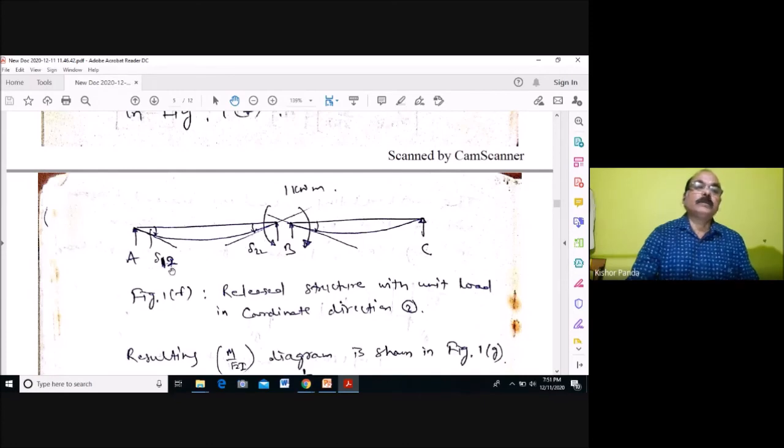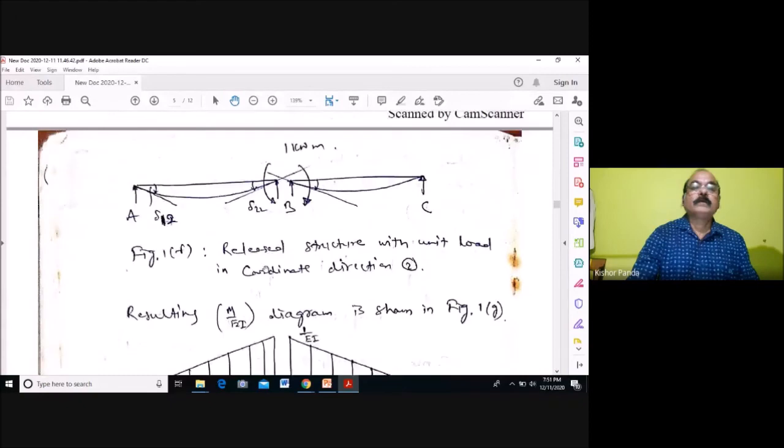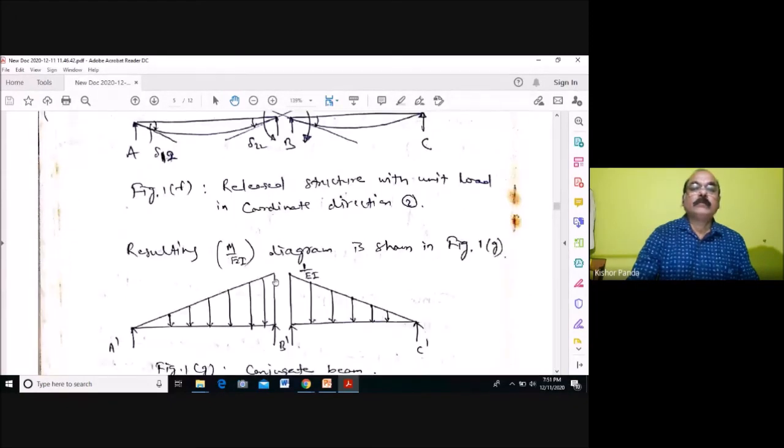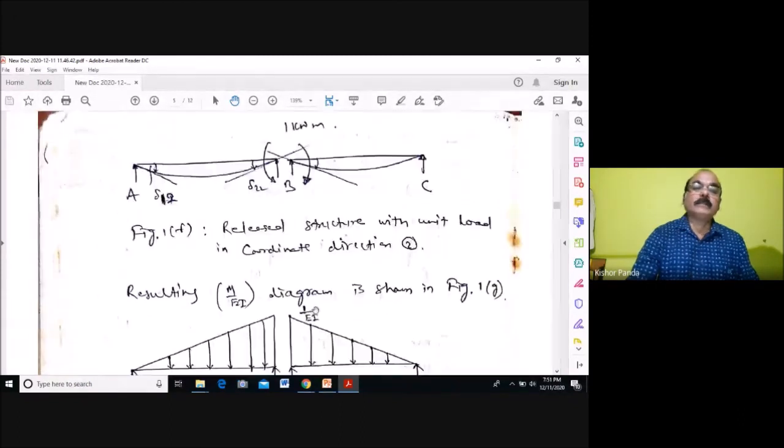So here delta 1-2 means the displacement at 1 due to the unit force at coordinate 2, and delta 2-2 means the displacement at 2 due to the unit force at coordinate 2. You have to find out delta 1-2 and delta 2-2. Similarly, you see this is 1 kilonewton meter, so the ordinate is 1 kilonewton meter and here 0. So this is the bending moment diagram. And on this side also 1 kilonewton meter is the ordinate. This is the bending moment diagram.